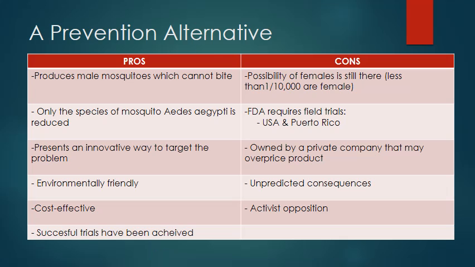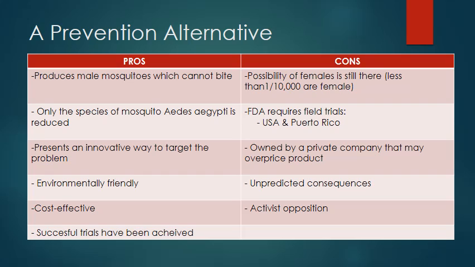This table compares the pros and cons to this prevention alternative. First, let's look at the pros. Oxitec focuses on making male mosquitoes, which are unable to bite us because they don't have the body parts to do it. Also, only the Aedes aegypti species will be targeted. Therefore, organisms that feed on these mosquitoes, like bats for example, can eat other insects or other species of mosquitoes, so they won't go hungry.